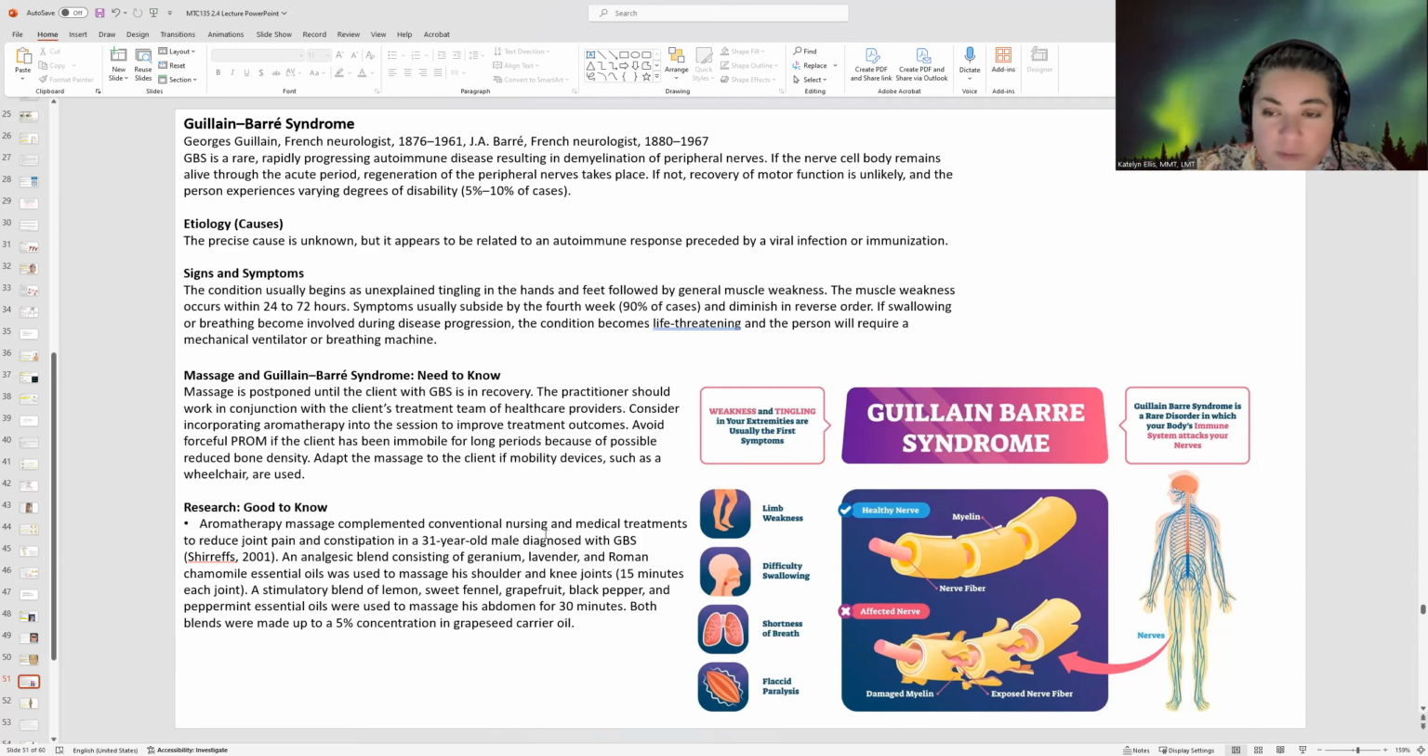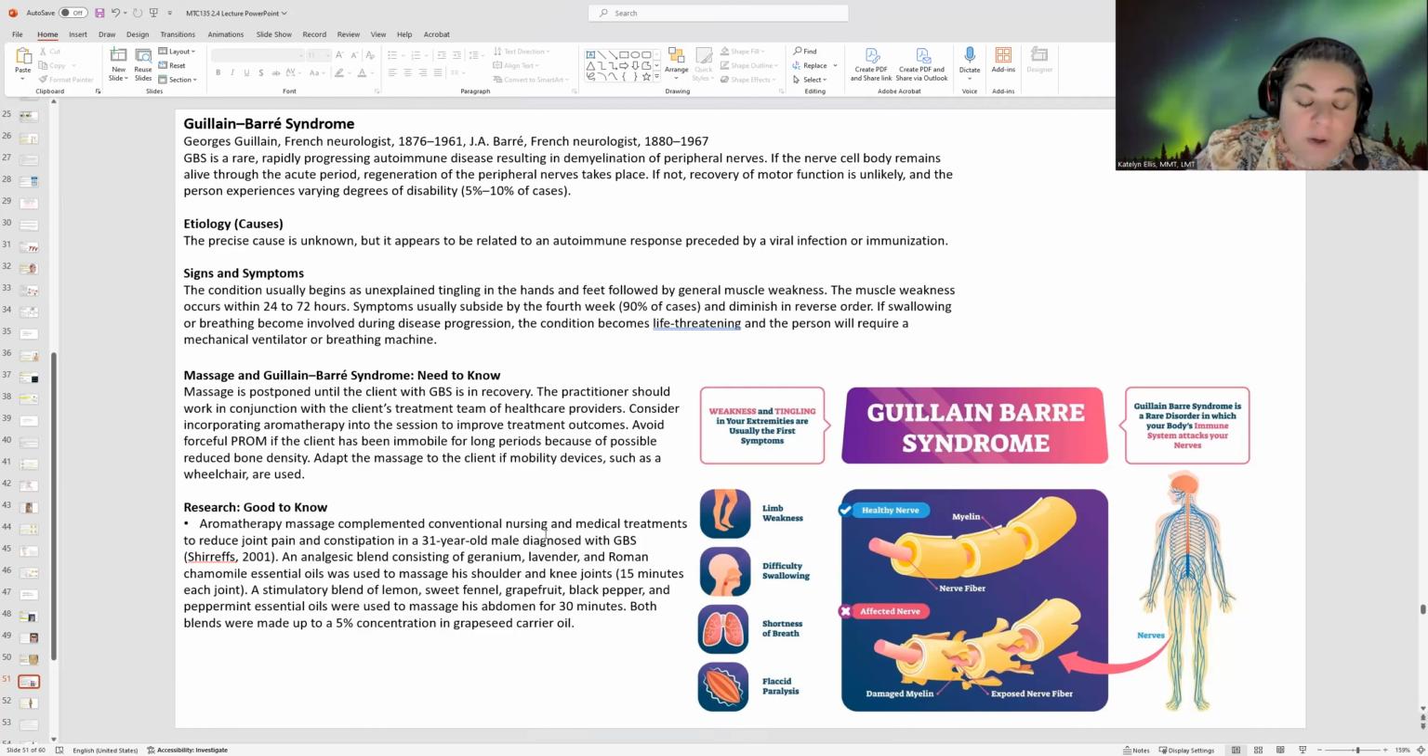It is an autoimmune response. It is thought to be caused either as a response to a viral infection or potentially to immunization. It begins as unexplained tingling in the hands and feet, followed by general muscle weakness. If swallowing or breathing becomes involved during the disease progression, the condition becomes life threatening and the person will require a mechanical ventilator or breathing machine.